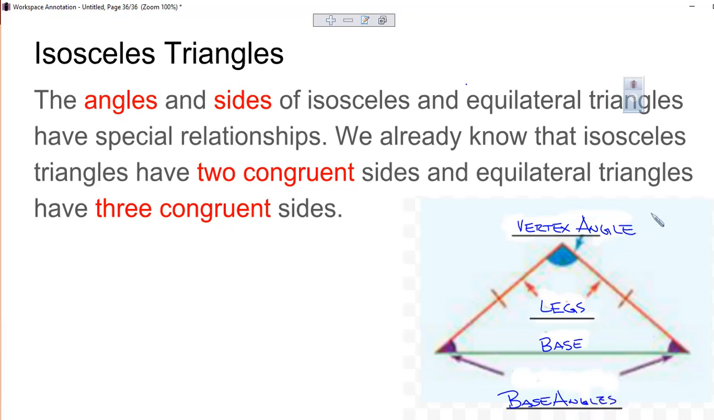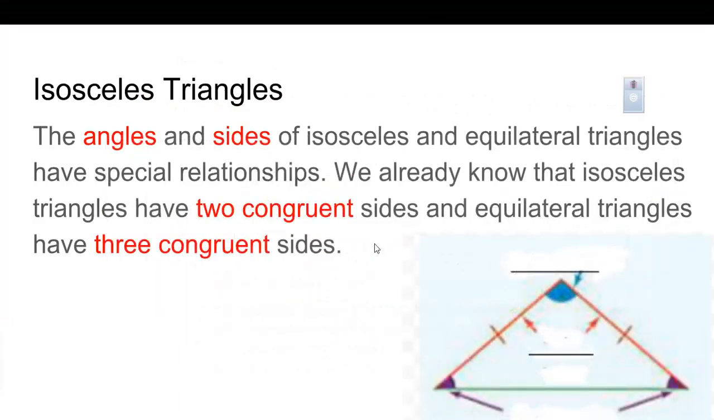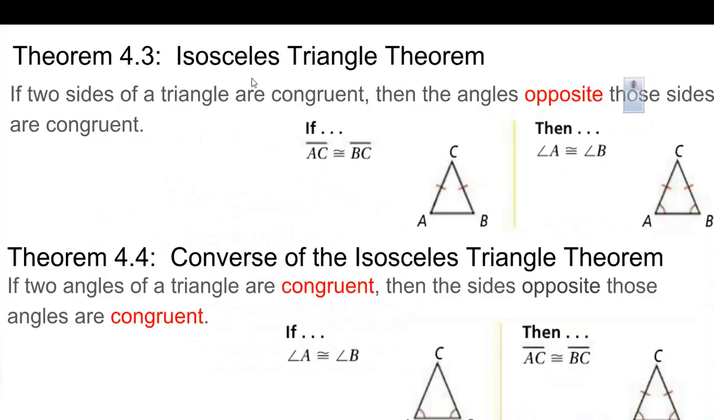So the most important part about working with isosceles triangles, when you're looking for angle measures, is identifying the vertex angle and the base angles. There are two base angles and there's one vertex angle. So we'll get to more of that in a second. Let's take a look at our two theorems.